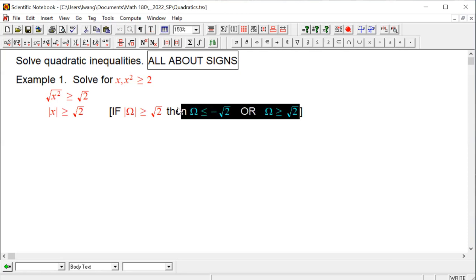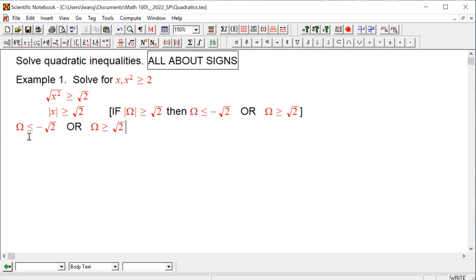So we're going to use this model, and of course, our omega is x. So the solution is found. If you have a perfect square, or a similar case, then you can solve the inequalities that way.